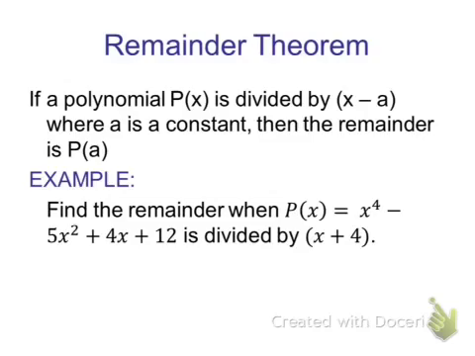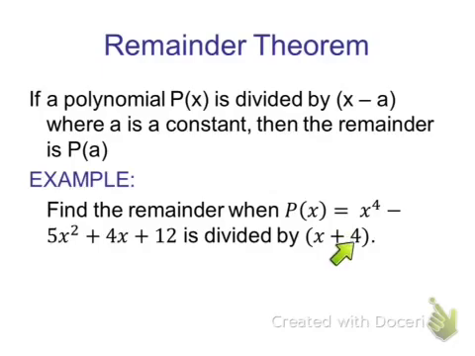The theorem itself says that if you have a polynomial that's divided by x minus a, and a is a constant, then the remainder is you evaluate or calculate the value of the polynomial when you put a into the polynomial. So if I calculate, for example, the polynomial p of x equals x to the fourth minus 5x squared plus 4x plus 12, and I want to know what remainder I would get if I divide by the polynomial x plus 4, I need to take the a, and we've been working with that a lot, and plug it into this polynomial and calculate my answer.